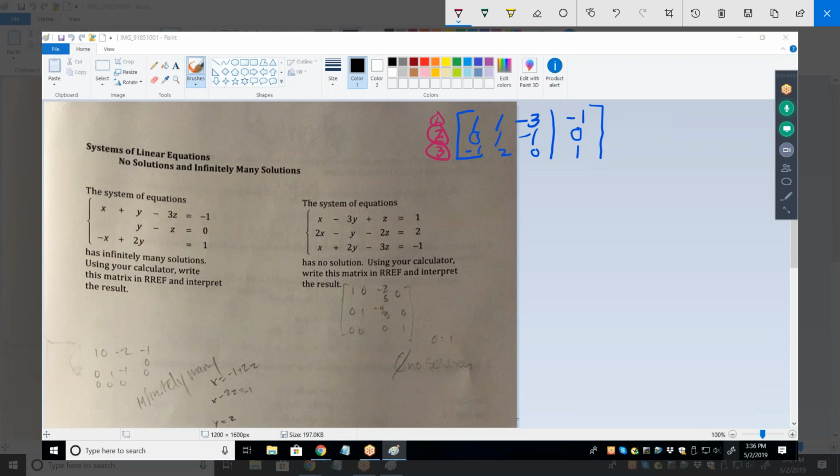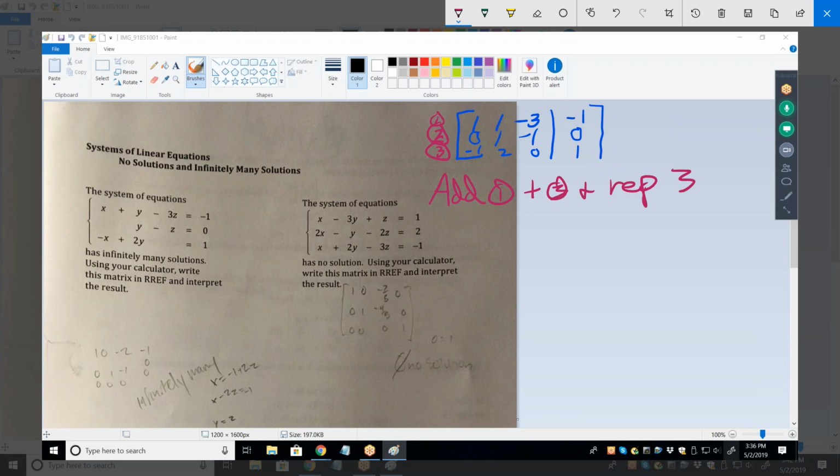Well, let's see. I already have a 1 where it's supposed to be, right? And I have a 1 where that's supposed to be. So all I have to do is take this negative 1 on the bottom left and the 2, turn those into zeros, and I will have made a lot of progress. So how am I going to do it? First step is I'm going to add row 1 plus row 3, and I'm going to replace row 3 with that result.